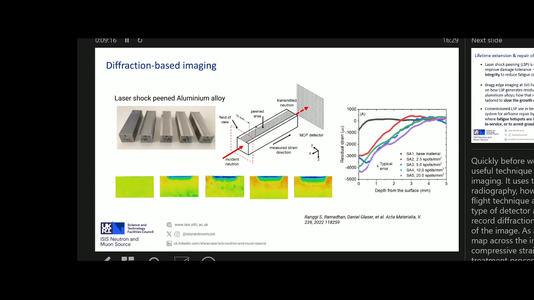And following are some applications of this technique. This is an aluminum sample whose surface is laser shock peened to introduce compressive strain. This is how the experiment is set up. We have the neutron beam pass through, and the upper surface is the laser shock peened one. We've got the detector behind, and then we can map the strain in this direction. So you can see at the top surface, the blue area represents the compressive strain.